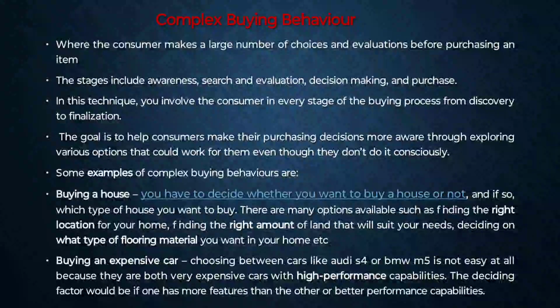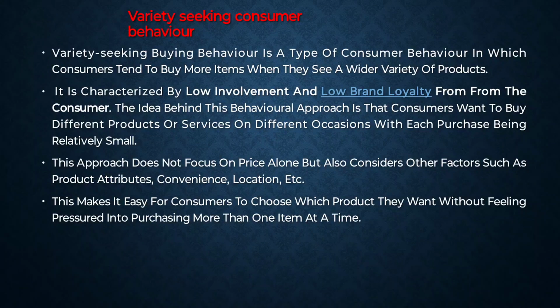Complex buying behavior involves a large number of choices and evaluations before purchasing an item. These persons have a number of choices and evaluate before purchasing the item. Variety seeking behavior is a type in which consumers tend to buy more items when they see a wider variety of products. It is characterized by low involvement and low brand loyalty.